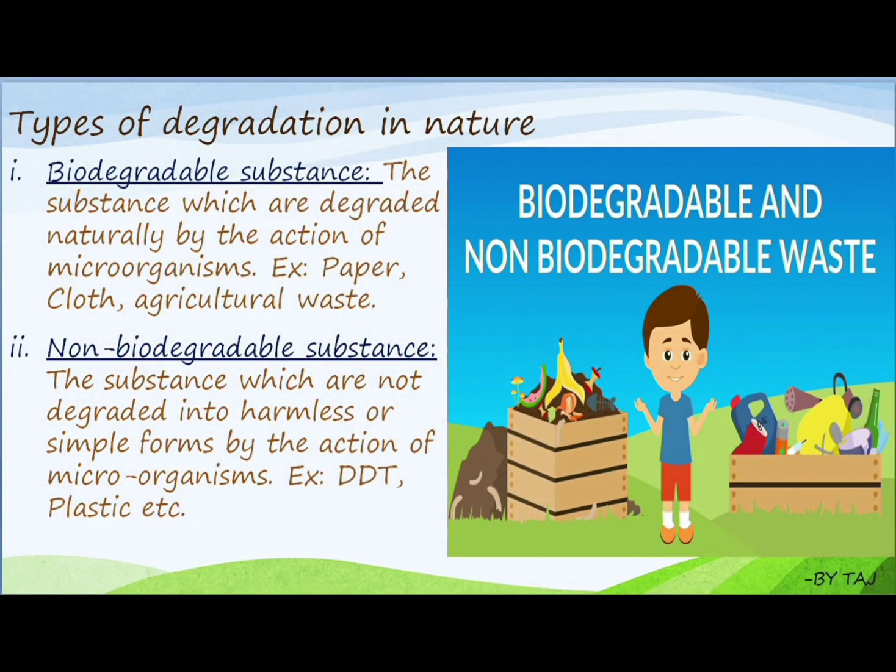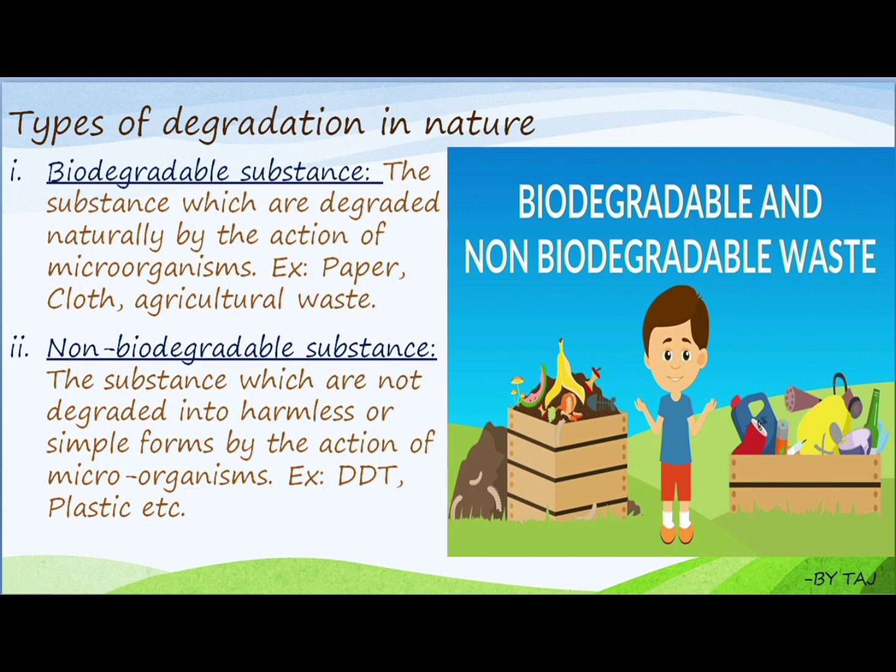So coming to the next very important concept, that is degradation. It is classified into two types: biodegradable substances and non-biodegradable substances. In nature there are two types of substances that can be degraded. Biodegradable means the name itself suggests that bio means living forms. So degradation occurs with the help of living organisms, that is microorganisms. This kind of degradation we call biodegradation.